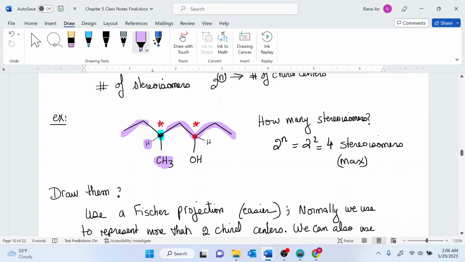So the number of stereoisomers is 2 to the n. So that is going to be 4 stereoisomers. This is the maximum number of stereoisomers that you get out of this formula. So this formula is used to calculate the maximum number of stereoisomers that you can get out of your molecule.